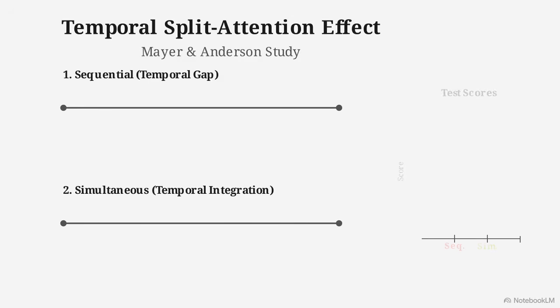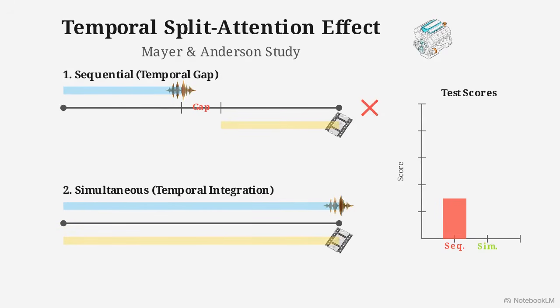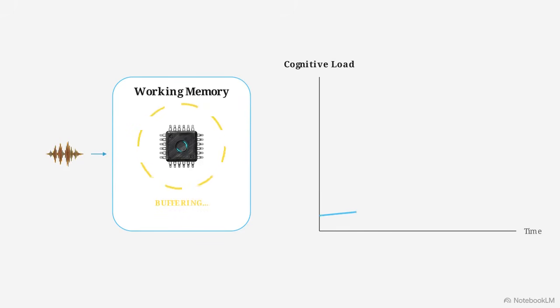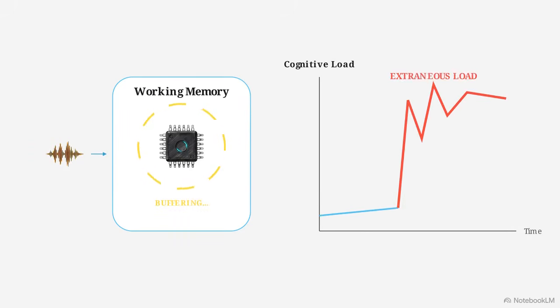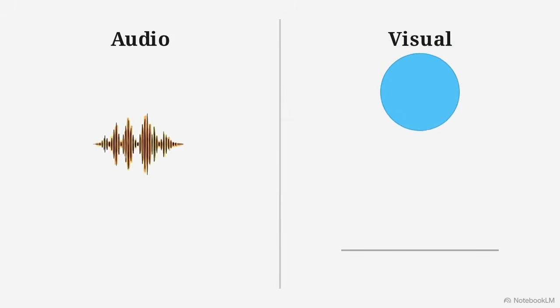This timeline visualizes a study by Mayer and Anderson on temporal split attention. When teaching students how mechanical systems operate, presenting an audio narrative before a visual animation, rather than simultaneously, caused test scores to drop. Narrating an animation before or after it plays forces the brain to buffer the audio and mentally superimpose it. This delay spikes extraneous load. To optimize learning, audio narrations must be perfectly synchronized with their corresponding visual actions.